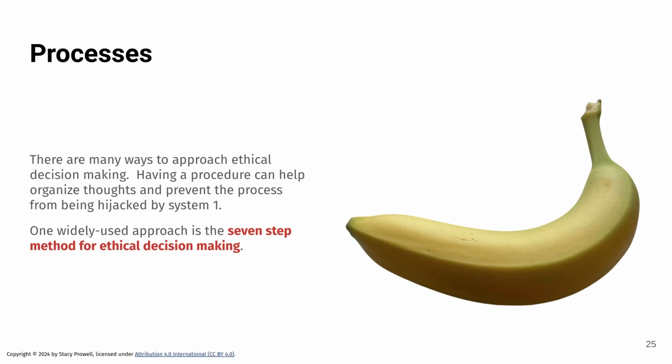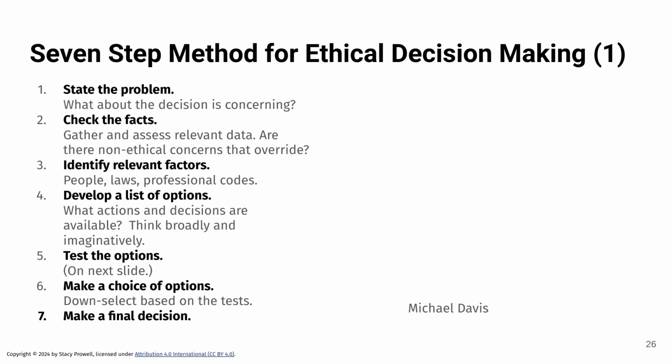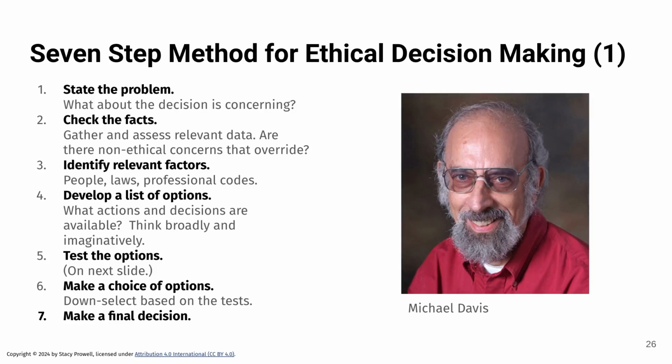The literature on this, there's a bunch of different ones out there, but one of the ones that's very widely cited and has a pretty good theoretical basis behind it is called the 7-step method for ethical decision making. And there's more than one 7-step method for ethical decision making. We're going to focus on the one that actually has research backing it up. And that research comes to us from this shady-looking fellow over here on the right. Shady-looking guy. What's up with those sideburns? So Michael Davis proposed these 7 steps.